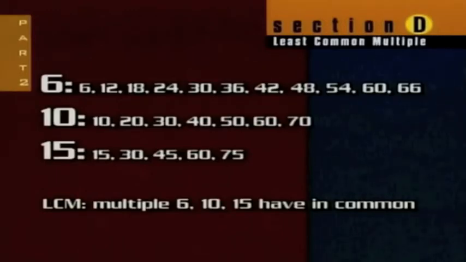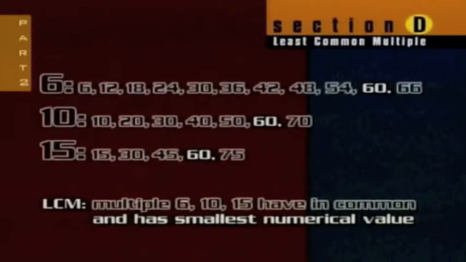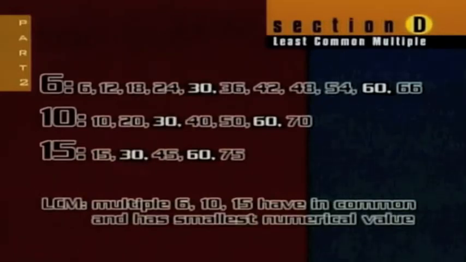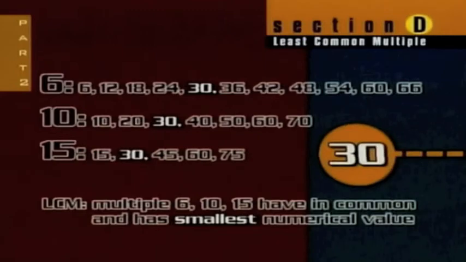So, the LCM is the multiple that 6, 10, and 15 all have in common and has the smallest numerical value. You might notice that 60 is a multiple in all three lists, but so is 30. Because we're smart, we know that 30 is smaller than 60. And 30 is the smallest multiple they all have in common, which means 30 is the LCM of 6, 10, and 15.